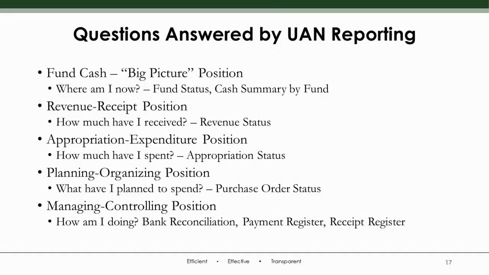In closing, to recap, we have some important questions which can be answered through UAN reporting. The Where Am I Now question for the fund cash big picture position through the fund status and cash summary by fund report. The How much have I received question through the revenue receipt position through the revenue status report. How much have I spent, or the appropriation expenditure position, through the appropriation status report, and what have I planned to spend through the purchase order status report through the planning and organizing position, and how am I doing through managing and controlling position through bank reconciliation, payment register, and receipt register.